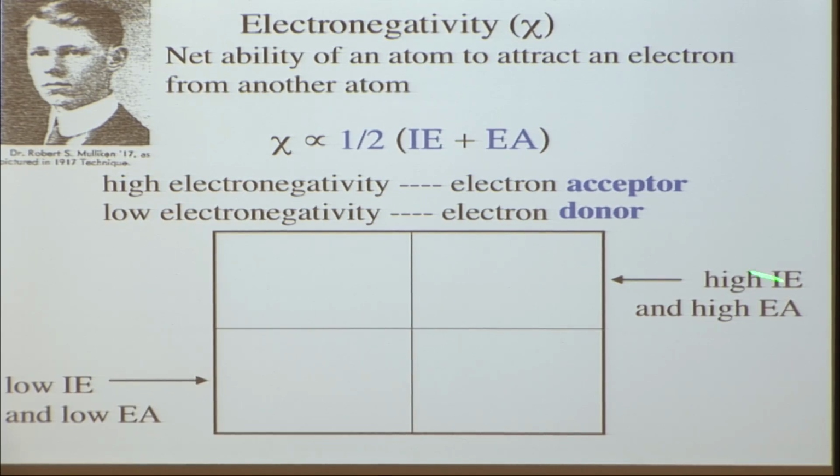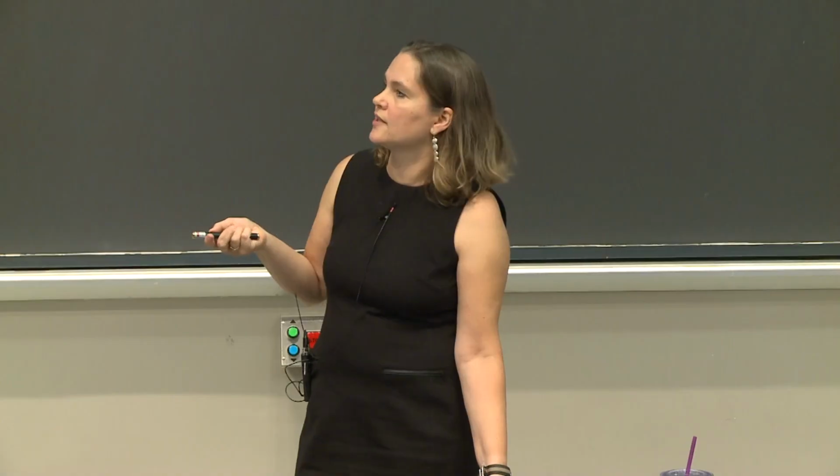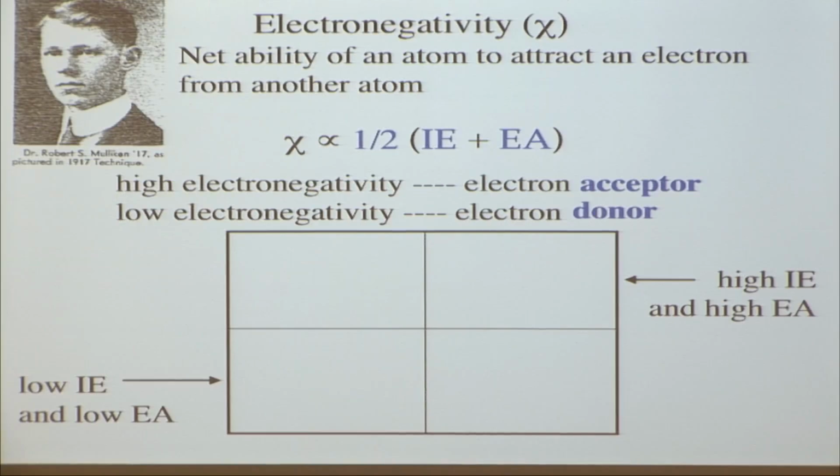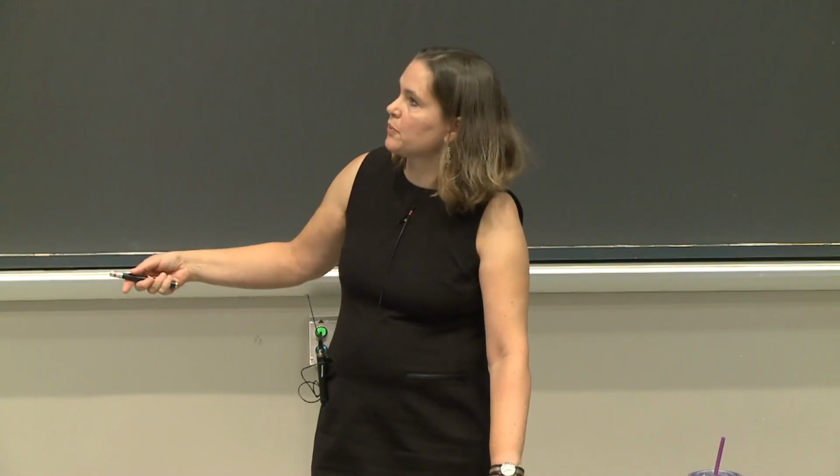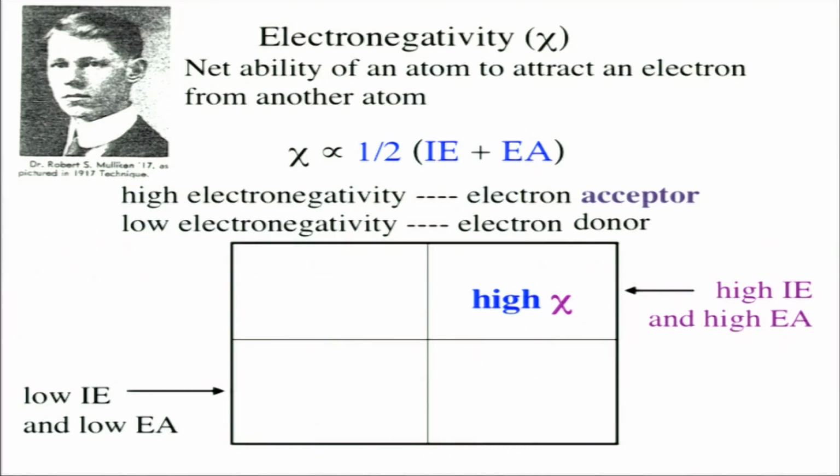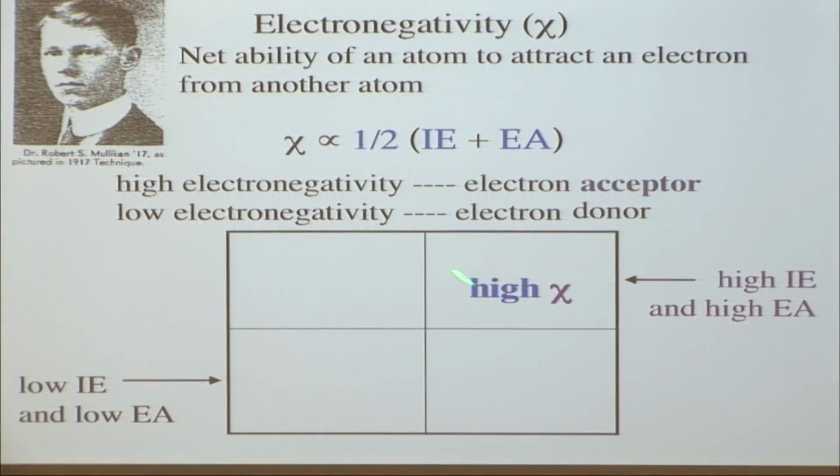So it doesn't want to give up an electron, but it does want to accept one. So we have things that are going to be good acceptors. And down here, we have low ionization energy, so it's easy to donate an electron. Oh, let me just put these up, sorry. So if you're high up here, you have something that's a good acceptor, and it's going to have a high electronegativity.